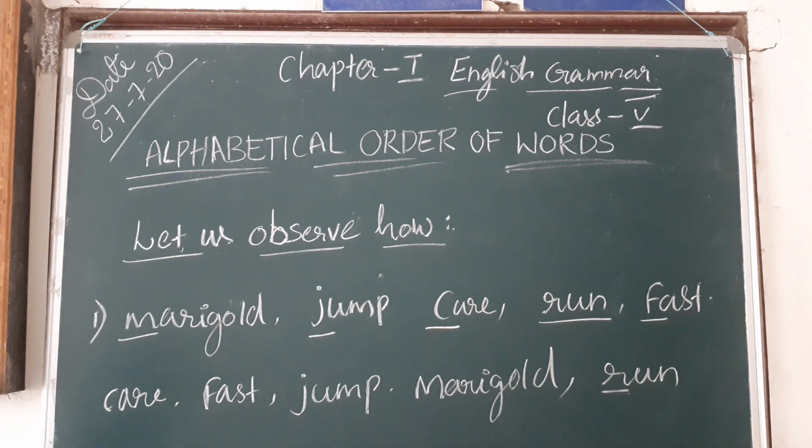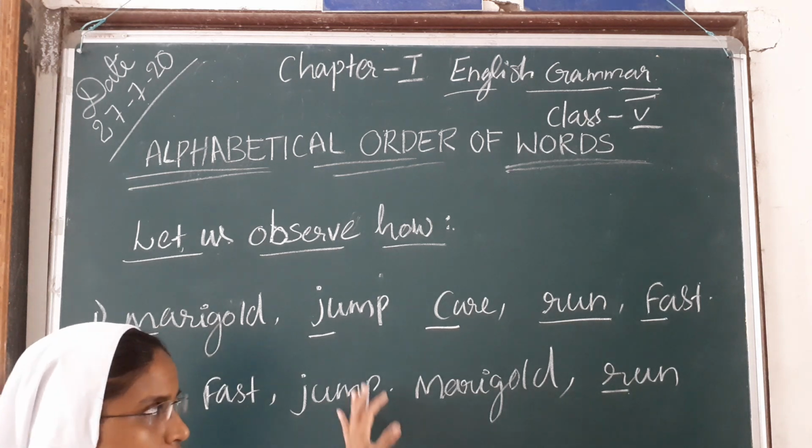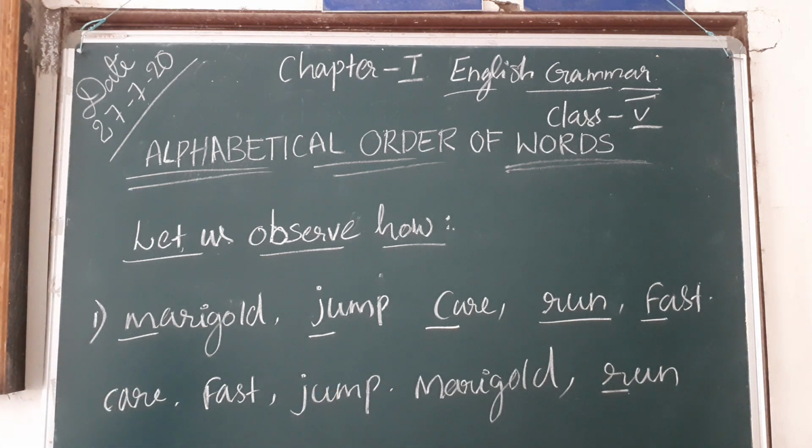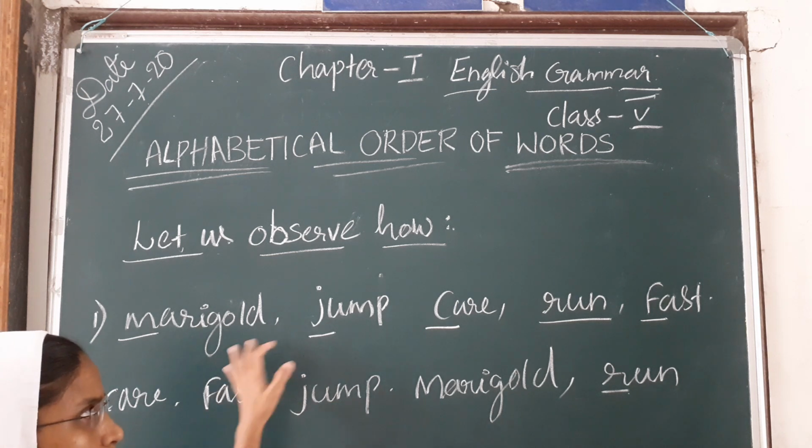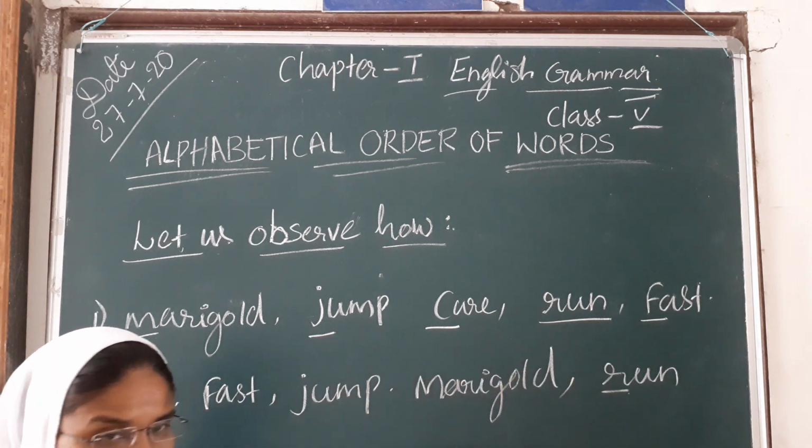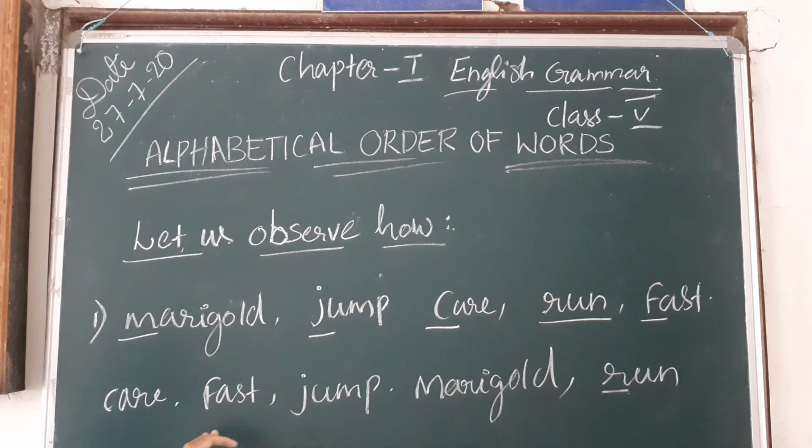So in the first exercise you can see different words are given that you should arrange in alphabetical order. This is the example of that first exercise. The words are not in the proper order, so you should arrange them according to alphabetical order.